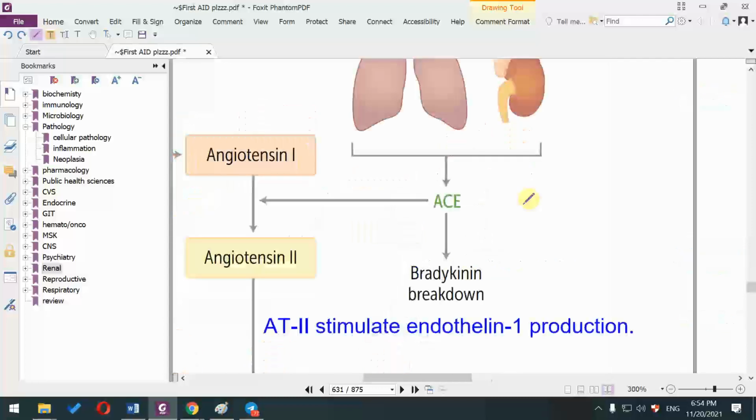Do not forget that the ACE also does what? It breaks down bradykinin into a secondary product. So if you block the ACE, you have less angiotensin 2, but you will have more bradykinin. Is having more bradykinin a good thing or a bad thing? Bad, yeah.